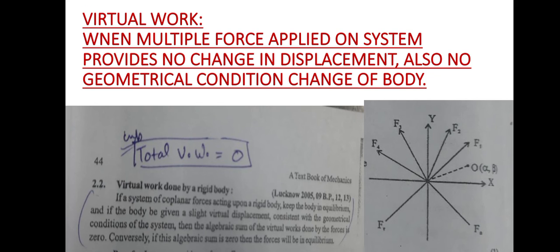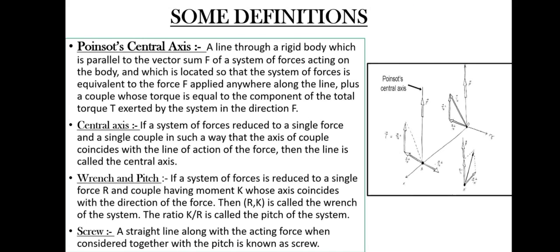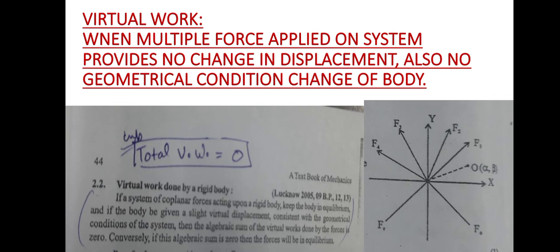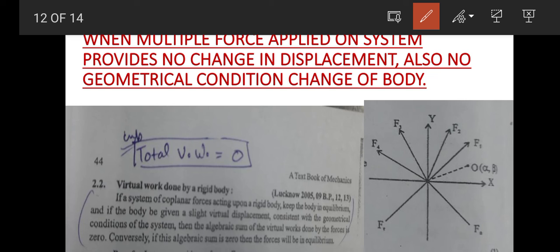If a system of coplanar forces acts upon a rigid body, and we just understood in the previous part what coplanar means: coplanar forces are those in the force system in which all forces act in the same plane. If these forces keep the body in equilibrium, and the body is given a slight virtual displacement consistent with the geometrical conditions of the system, the algebraic sum of the virtual work done by the forces is zero. Conversely, if the algebraic sum is zero, then the forces will be in equilibrium.